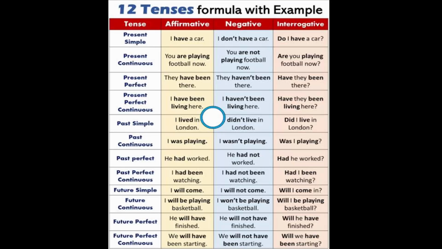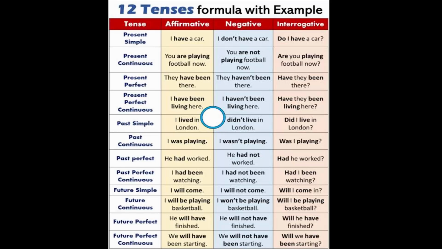Present perfect, they have been there, they haven't been there, have they been there? Here have is the auxiliary verb and been is the third form of be. So this is not have been as auxiliary verb, have is individually an auxiliary verb, and been is the past participle form or third form of the verb be, which means hona.